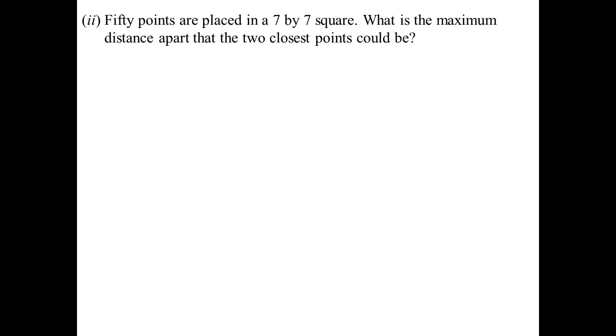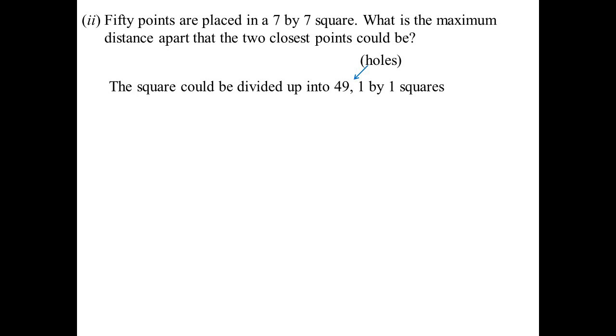We've got 50 points, we're just going to put 50 dots in a 7 by 7 square. What is the maximum distance apart that the two closest points that I put together could be? So I could randomly place these 50 points, but what's the biggest distance I could put the two closest ones? Right, so you get your head around what that's saying. I'm going to put them anywhere. Now once they're all down, I find the two closest ones. What's the maximum distance they could possibly be apart? That's what this is asking.